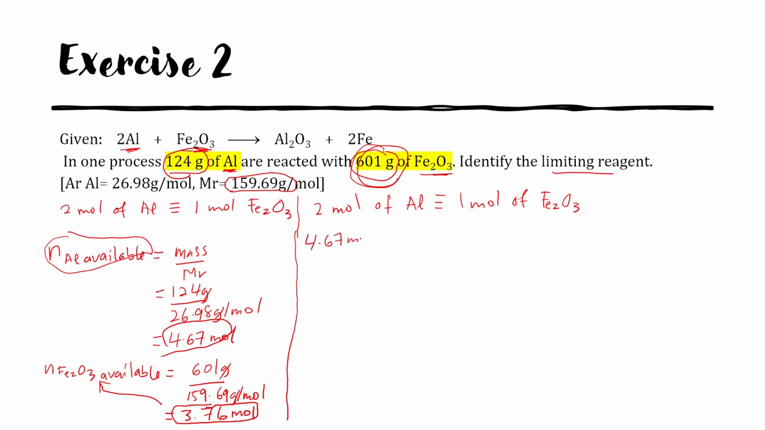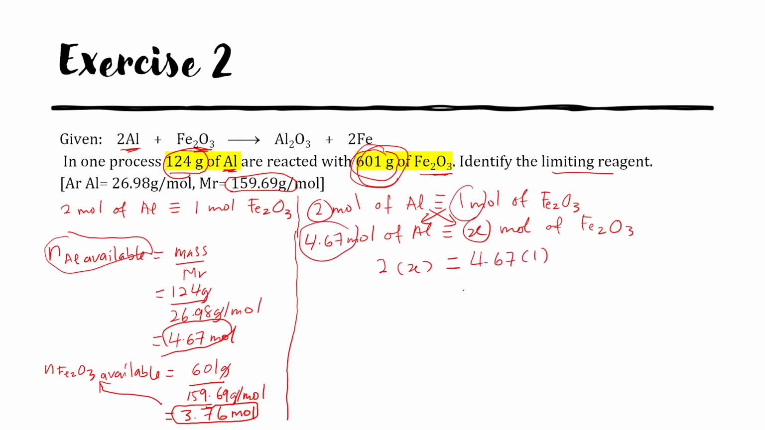So 4.67 mole, this is the available Al. And this one we don't know. We don't know how much you are going to need if what is available to you is 4.67 mole of Al. So cross product as always, 2 times x equals 4.67 times 1. So x equals 4.67 times 1 over 2. So this one is 2.34.